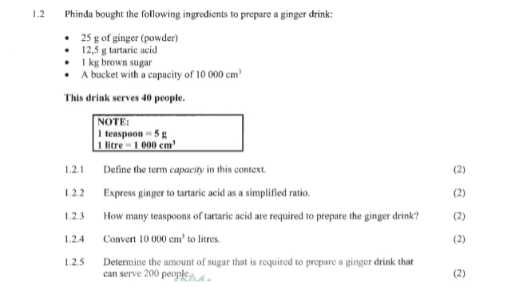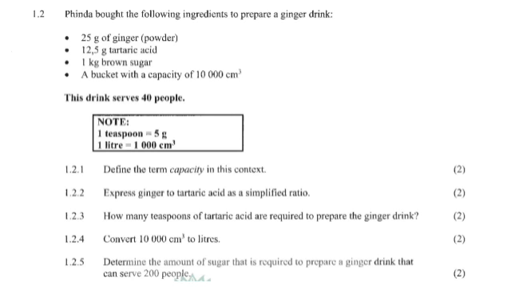Then in 1.2 it says Pinda bought the following ingredients to prepare a ginger drink. They give you the ingredients there and it says note the drink serves 40 people, and then in the box it says note 1 teaspoon is equal to 5 grams, 1 liter is equal to 1,000 centimeter cubes. So this is a question on measurement that uses ingredients.